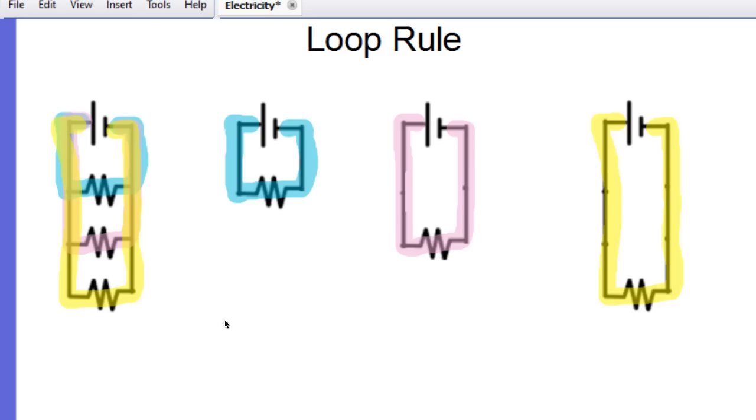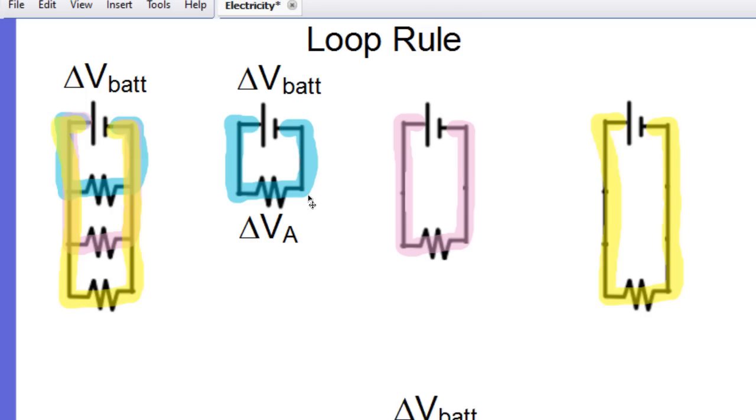All right, now let's look at the loop rule. Here we have the voltage of the battery, and I don't even know what's going on here, so I'm going to ignore that. I'm just going to look at the blue path first. All right, voltage of the battery is there. The loop rule states that any voltage gained must be equal to any voltage lost. That's right. I'm saying that the voltage of the battery must be equal to the voltage lost or used by resistor A, because there's only one path.